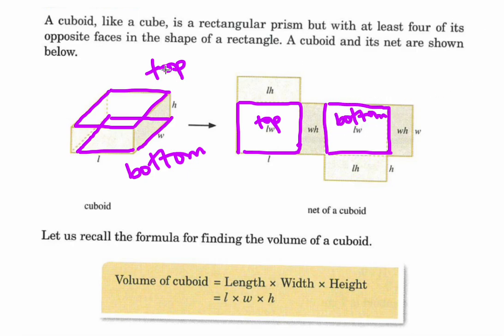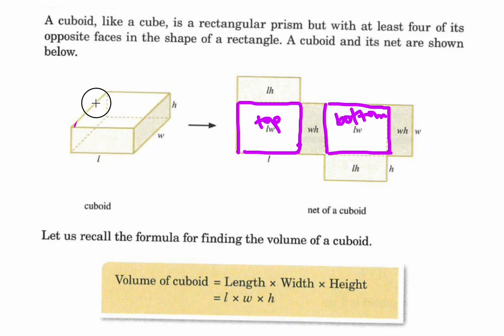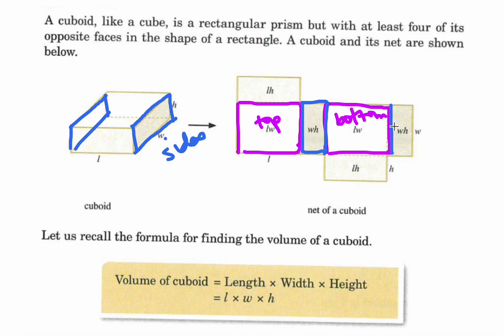Okay. Now, top and bottom are the same. There are other pairs of faces that are the same as well. We also have the sides, this width times height. It's a little skinnier of a rectangle, but the sides also have to be the same in a box, right? This is the width times height. So it's these two rectangles here. They have to be repeated, or else that box is not going to close correctly.